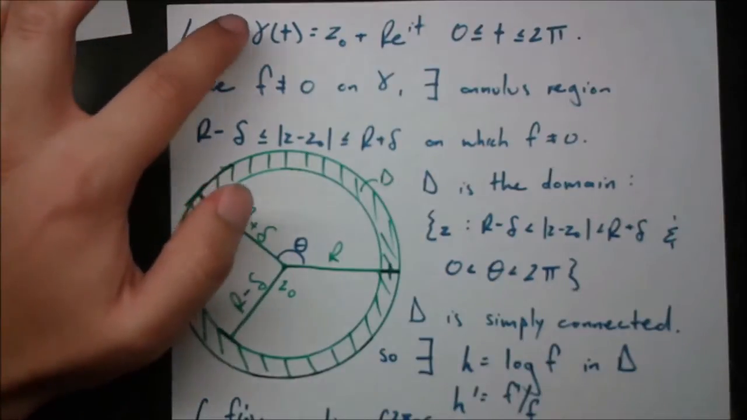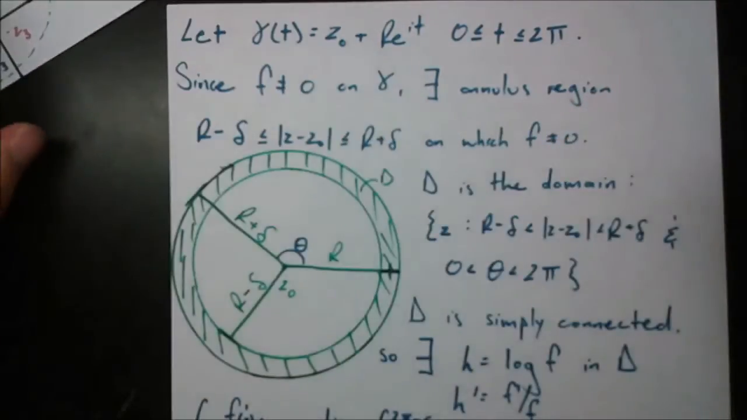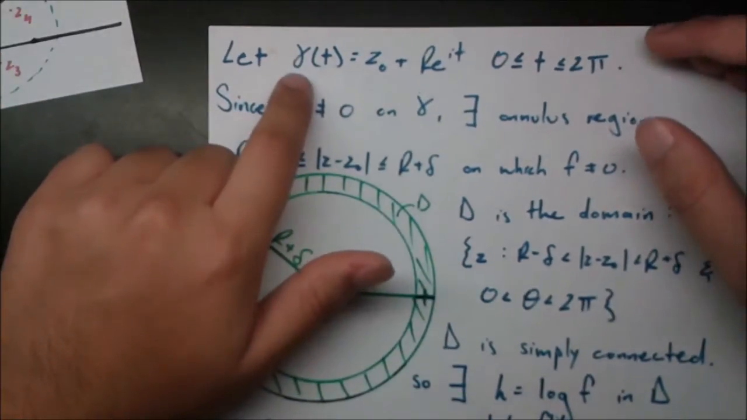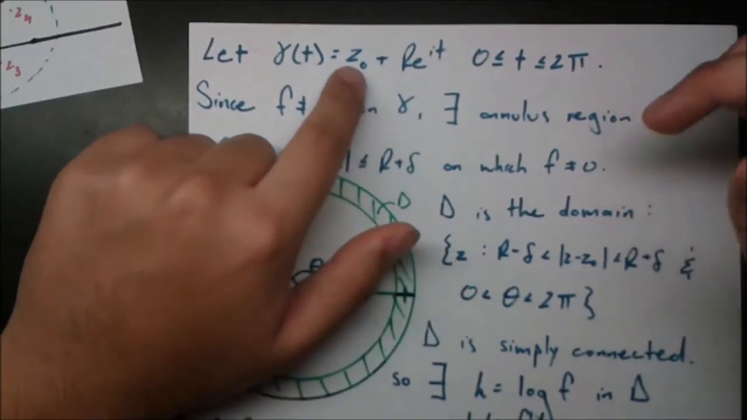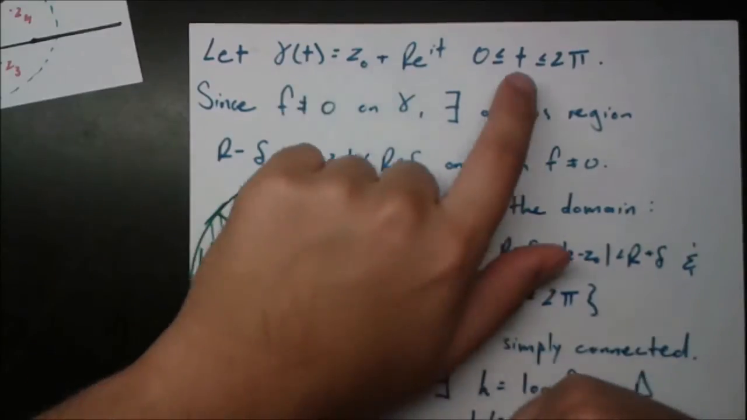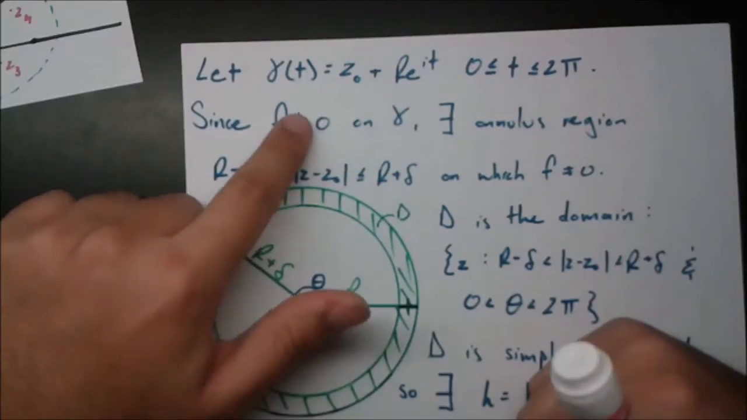So we're going to let gamma of t, before we just let gamma be whatever, I just put it as some free-form weird curve. Now we're going to give it a definite formula. It's going to help us later on. So we're going to say gamma of t is going to be z naught plus r e to the it. Z naught is the center of the circle and r is the radius. So gamma is now a circle, and t goes from 0 to 2 pi, so it's the full circle.